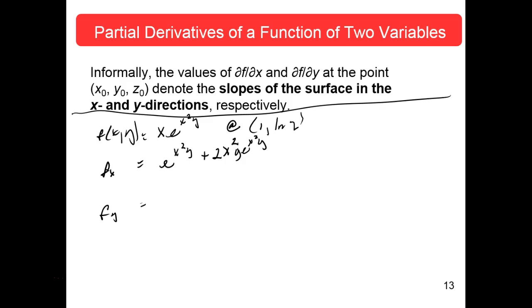Let's do the same for f sub y. What would you use here?